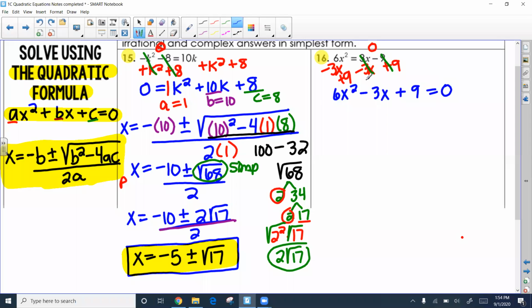If we would have done it the other way around, we would just have 0 equals negative 6x squared plus 3x minus 9. But in the end, you end up with the same answer. So it doesn't matter which side is equal to 0. All right, so then we can figure out what our numbers are. A is 1. Right here, B is negative 3. So be careful right there with your signs. And then C is 9.